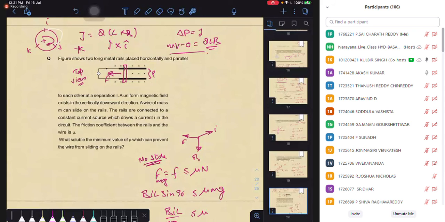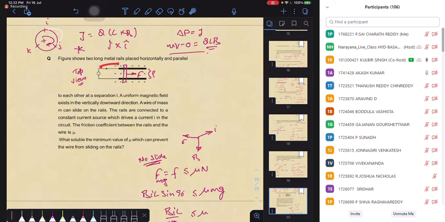So I can say my force direction is I cross B. I is downward, the magnetic field is inwards. So if you rotate, it will come out to be on the other side. In this picture, your force will be on the other side.